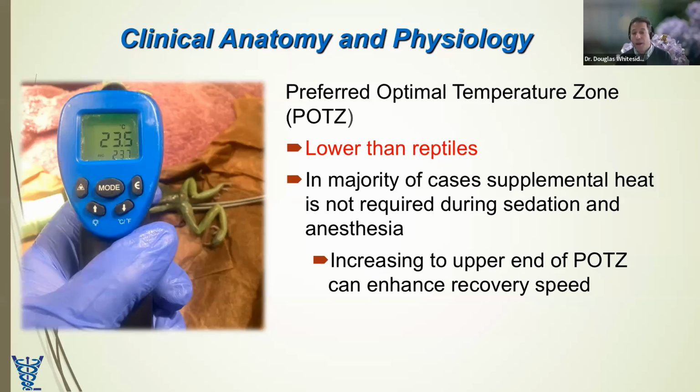One thing that I have found doing amphibian anesthesias is that quite often, if we can keep them in that preferred optimal temperature zone at the higher end, that sometimes can enhance the recovery speed. So even if we keep them a little bit lower during their anesthesia, if we can slightly warm them up into the high end of the preferred optimal temperature zone, I find that they quite often will return to a much more normal respiratory pattern, and recovery tends to be a little bit quicker. So this is an example of Phelps undergoing a surgery here, and you can see we've got him at about 23.5 degrees Celsius, at a higher end of his preferred optimal temperature zone.